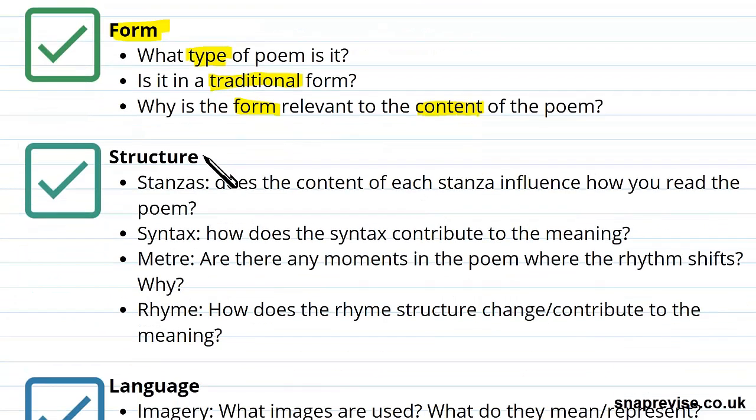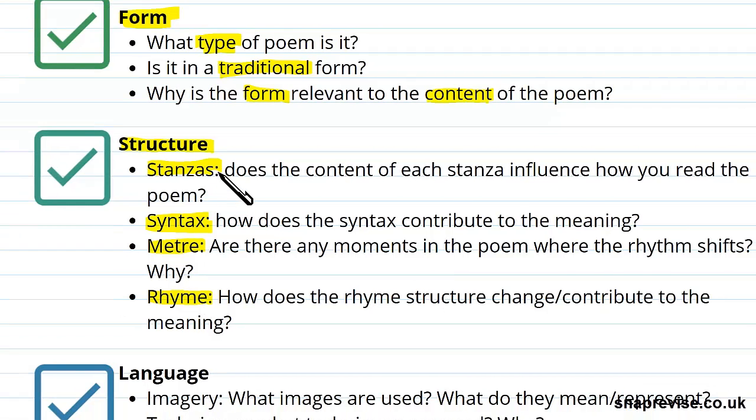We then have to look at structure. And structure can mean many things, but it includes stanzas, syntax or sentence structure, meter, and rhyme, or any other structural techniques. And if you want to learn a bit more about some common structural techniques in poetry, do go back and watch my introduction to poetry video.